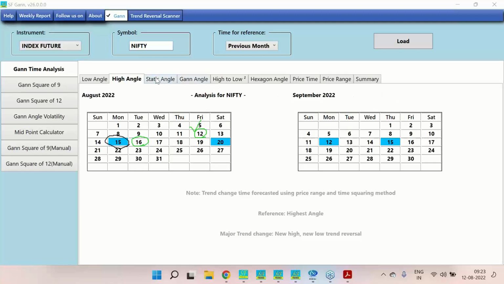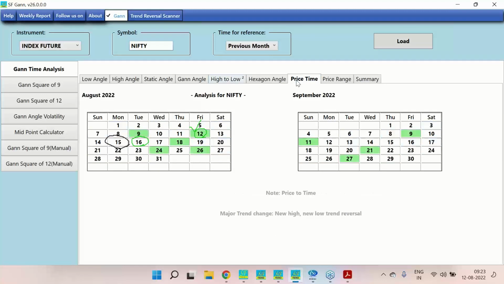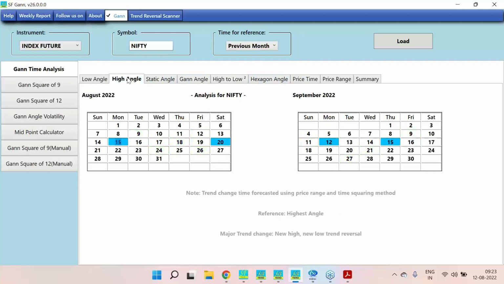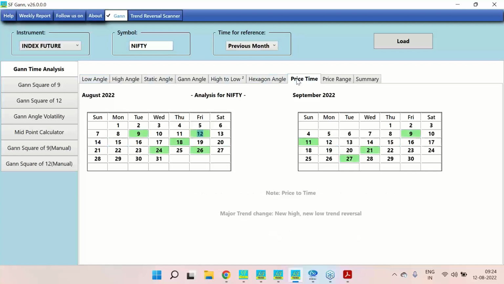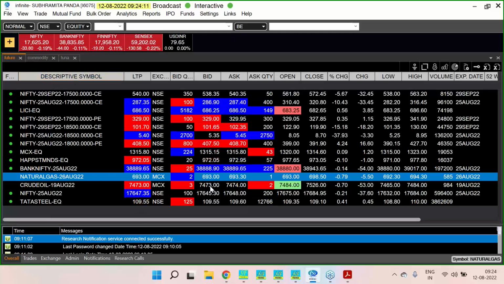So today 12th you are seeing as per the high angle. Same process, if I go for the price time method, this is also a major trend reversal date. So these two also fall on today 12th. So 12th is a trend reversal date by the price time method and by the high angle method. Both are major trend reversal dates. So this is the major trend change date. So the price is getting impacted today by the major trend reversal date.